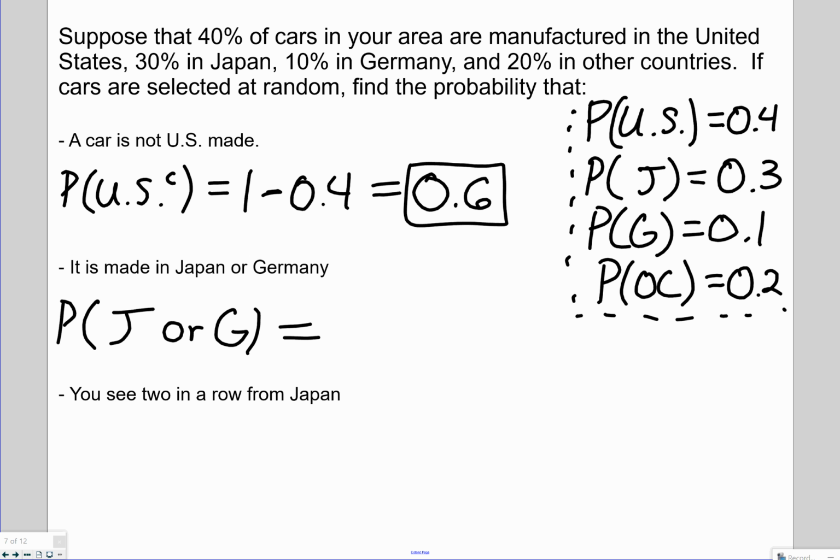I need to see if they're disjoint. So when I pick up a car and look at where it's made, how do I know if they're disjoint? It's not made in 2 places, because it can't be made in 2 different countries. Exactly. If I look at the car and it says made in Japan, then I know it could not have been made in Germany. So they're disjoint, and it's okay to add them. So we have 0.3 plus 0.1, which is 0.4.